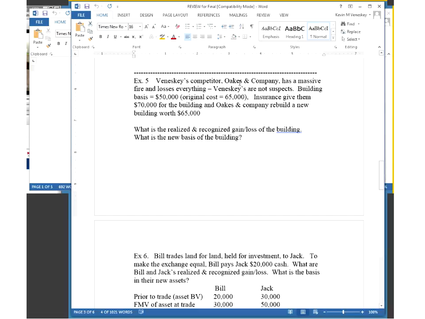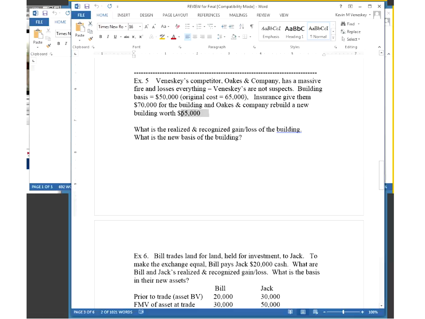So this company has a big fire, so potential here for the capital gain areas. Building 50,000, it cost us 65. It's now worth 70, and that's what the insurance gives us. And they're going to rebuild a new building worth 65,000. So our realized gain or loss, remember, what did you get? 70 minus what you gave up. It was worth 50 on our books. So we have a 20,000 realized gain.